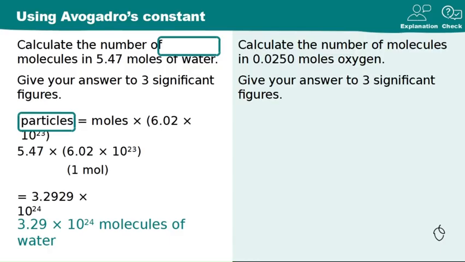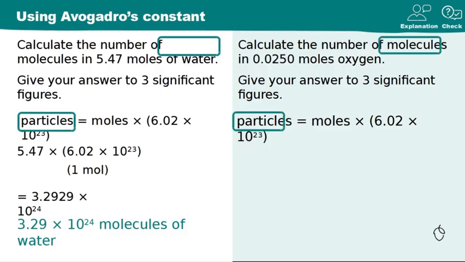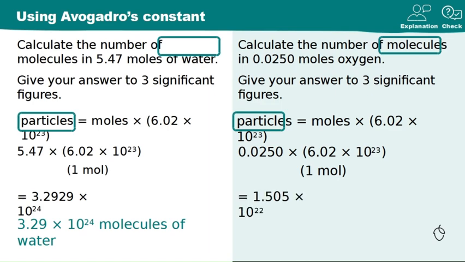And calculate the number of molecules of 0.025 moles of oxygen. Give your answer to 3 significant figures. Okay, so the number of oxygen molecules is the number of moles times Avogadro's number. So that's 0.025 moles times Avogadro's number, which would then give us, rounded to 3 significant figures, 1.51 times 10 to the 22 molecules of oxygen.